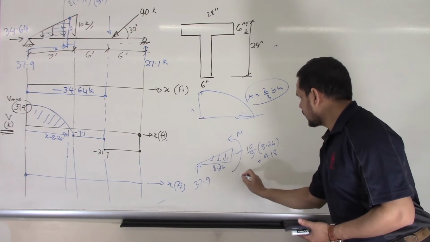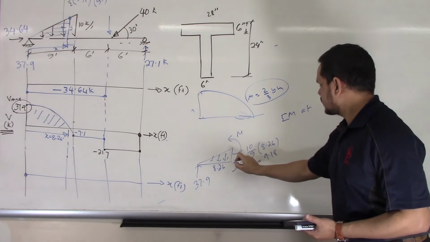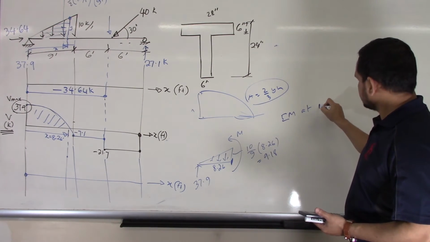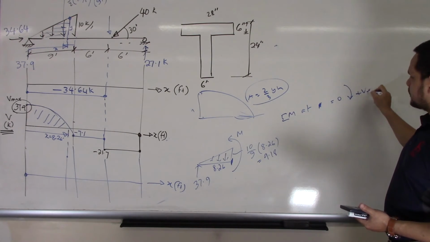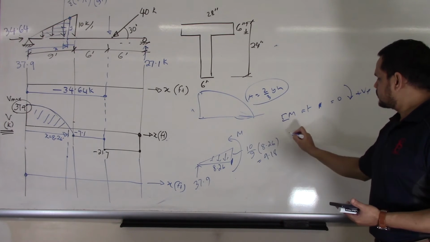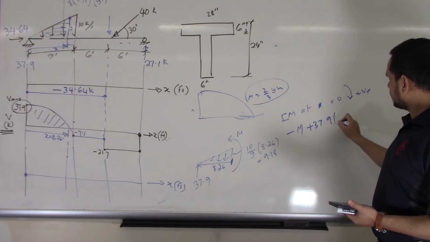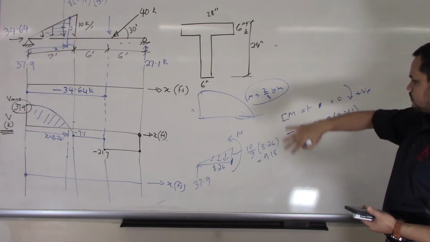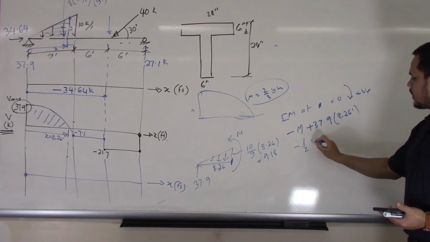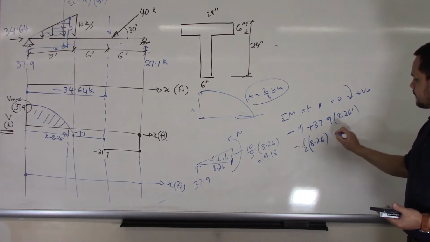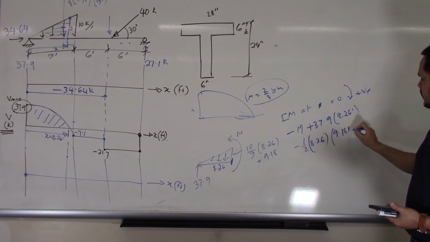My moment here will be the summation of moments. At here it is 0. Say clockwise positive. This moment is counterclockwise, negative. 37.9 will give me clockwise moment, positive. This node will give me counterclockwise, so negative 8.26. Then what is my load?